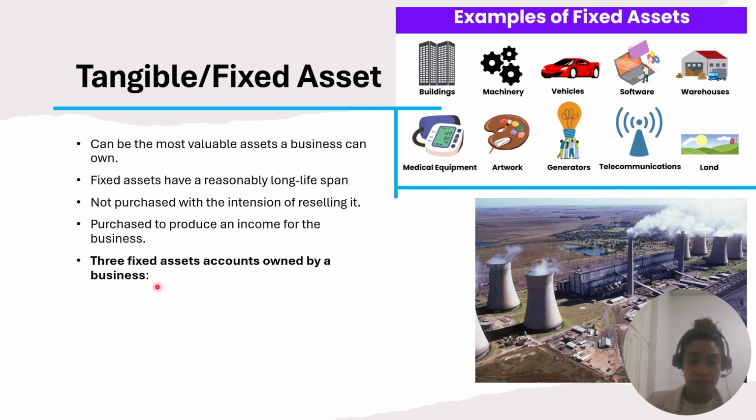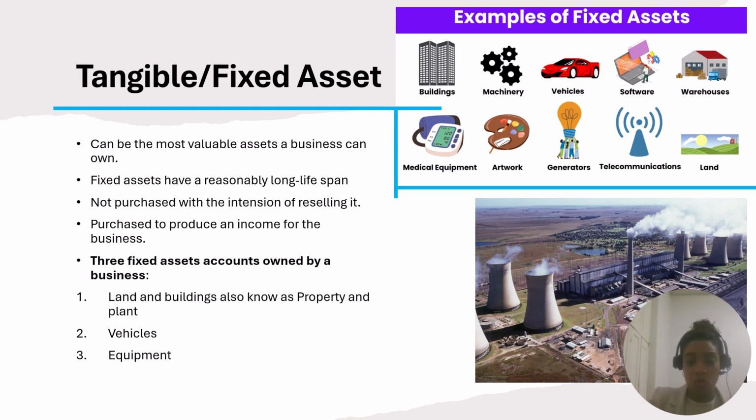So the three fixed asset accounts owned by a business are land and buildings, also known as property, and plant. And here we have a very good example of a plant asset, which is the Eskom plant, where they produce electricity. Okay, and then we have our vehicles account and the equipment.